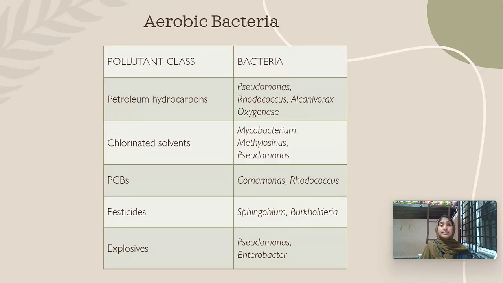Next, we look at some examples of aerobic bacteria involved in the degradation of certain classes of pollutants. Bacteria such as Pseudomonas, Rhodococcus, and Alcanivorax are involved in the degradation of petroleum hydrocarbons. Mycobacterium, Methylocystis, and Pseudomonas are involved in the degradation of chlorinated solvents. Comamonas and Rhodococcus degrade PCBs. Sphingobium and Burkholderia degrade several pesticides. Bacterial species such as Pseudomonas and Enterobacter degrade several explosives.